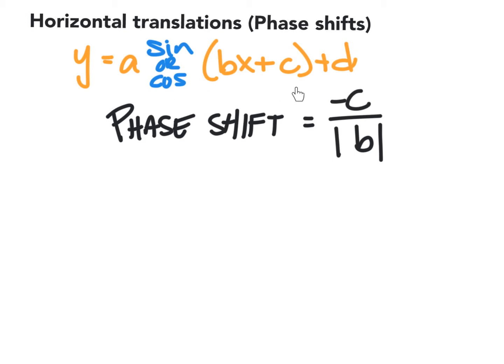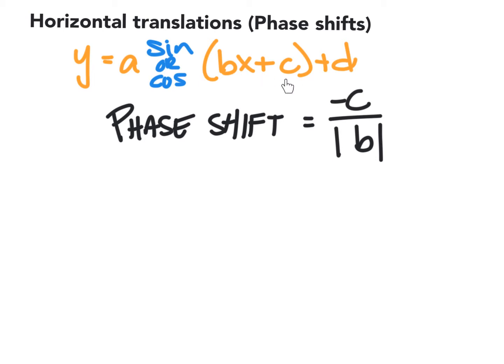So if you're just looking at an equation like this, you can guess that it's probably going to come from this c. And we know that because with all other parent functions, whenever we add or subtract something to x, it shifts the graph left and right. Now, we have to notice that this is actually bx. So the phase shift comes from negative c over the absolute value of b. But it's actually easier if we think about it in a slightly different way.